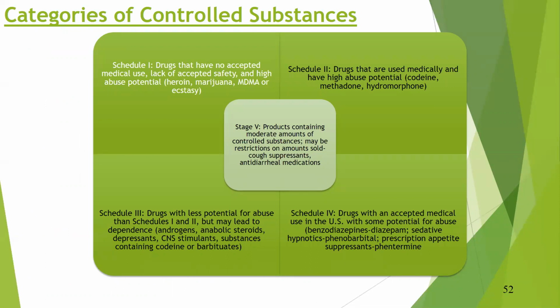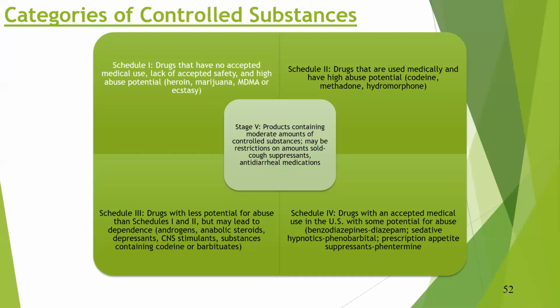Your Schedule 2 drugs are drugs that put patients at risk for abusing them. They are used medically, but they do have that high risk for abuse potential. This could be codeine, methadone, hydromorphone, also known as Dilaudid. Your Schedule 3 medications are drugs with less potential for abuse than Schedules 1 and 2, but they could lead to dependence.